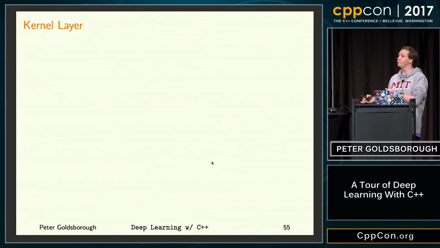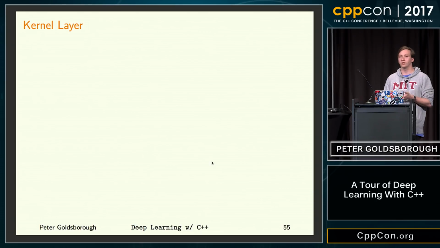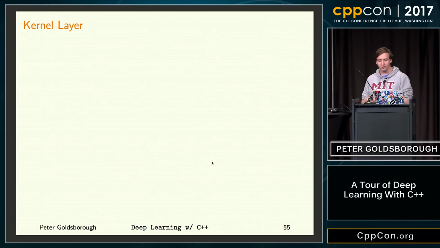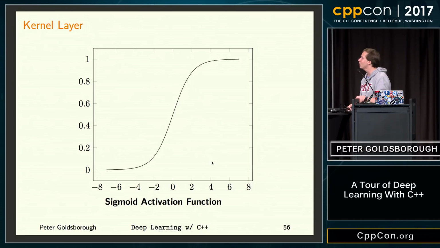So if we have both CPUs and GPUs in our system, then we'll have one kernel for the CPU and one kernel for our GPU for the same operation. And so here is one kind of function that we would want a kernel for. This is called a sigmoid activation function.